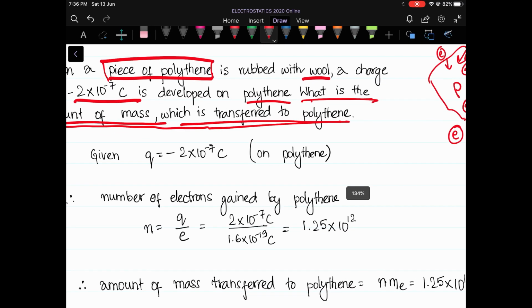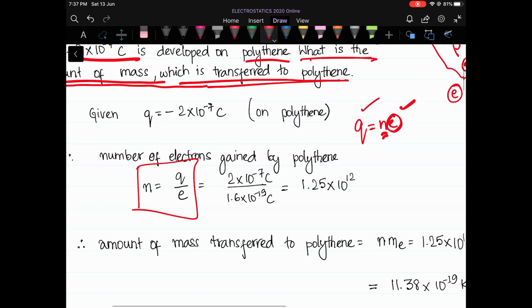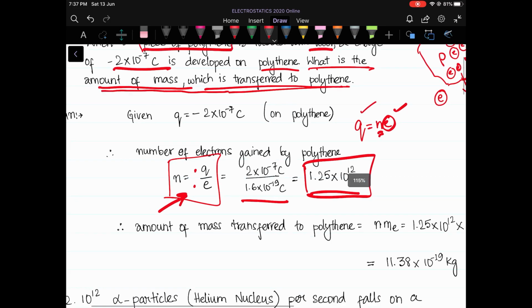To calculate the number of electrons, we use our quantization rule, which is Q = Ne, where Q is given to be -2 × 10^-7 coulombs, we do not know the number of electrons N, and e is the electronic charge. So when we rewrite it to calculate N, we write Q by e: 2 × 10^-7 coulombs by 1.6 × 10^-19 coulombs, and we get 1.25 × 10^12 as the number of electrons gained by the polythene.